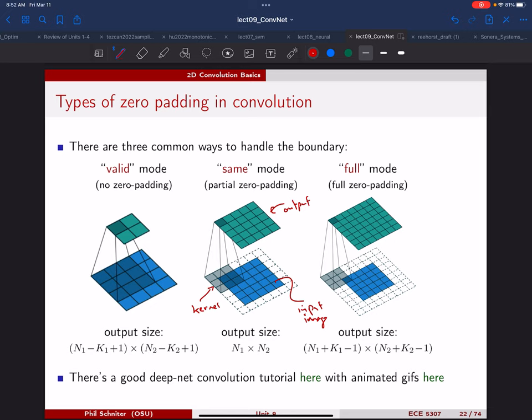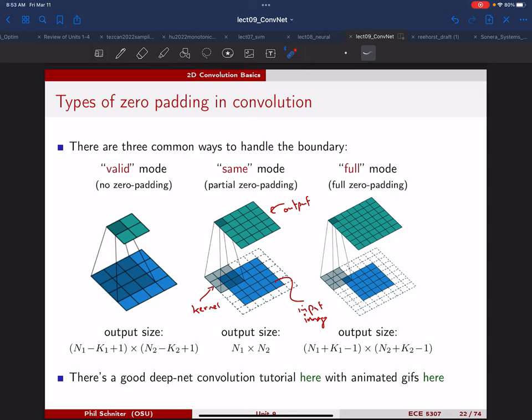Okay, so what we're doing in all these three cases shown here is we're sliding around our kernel. We're moving it to different places. And when it's centered at a certain point, we're doing a pointwise multiply between its values and the values of the image underneath it. And then we're summing all those together to get the output.